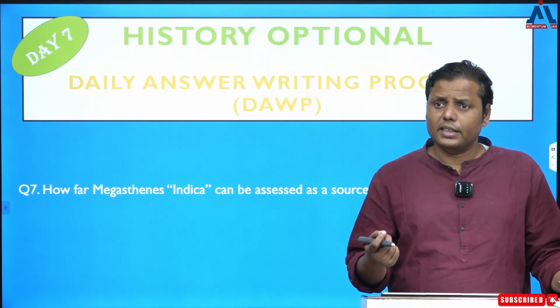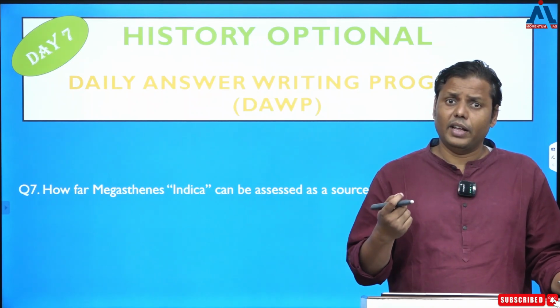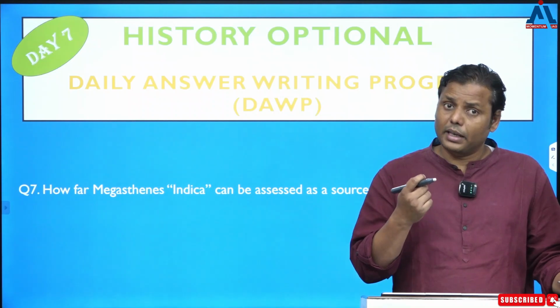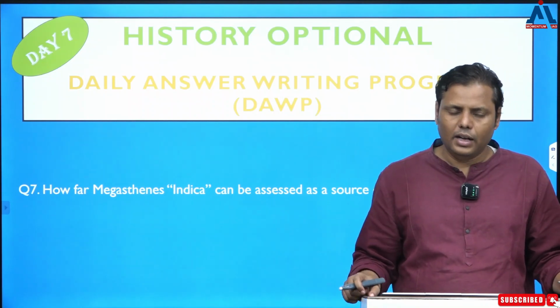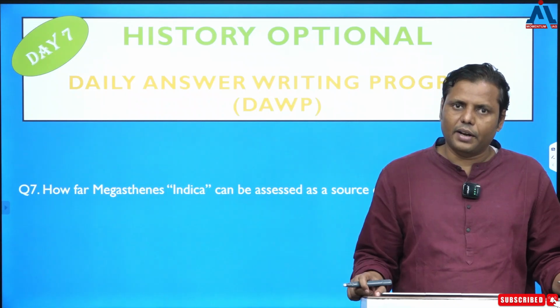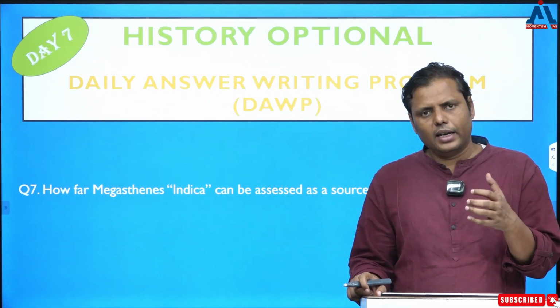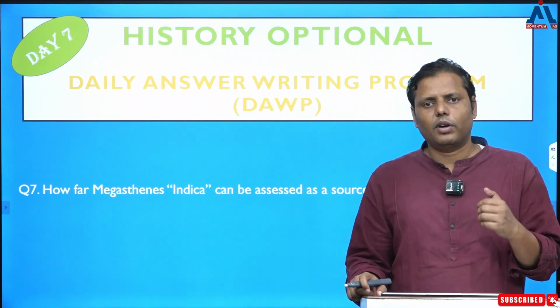Apart from this, there are certain areas which are very much neglected by the Indian scholars, and he has covered them, such as the geographical condition of India, the flora, the fauna, and all these kinds of things. That's how it proves to be a very good source for Indian history.